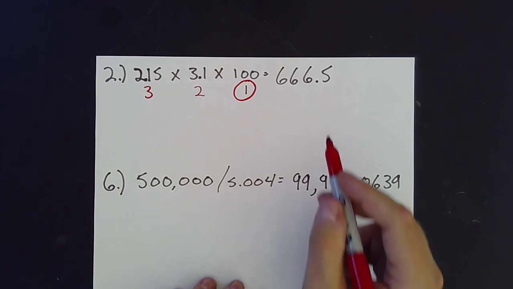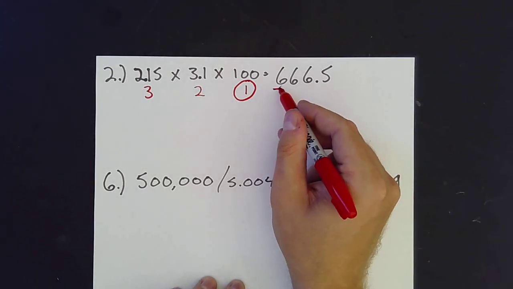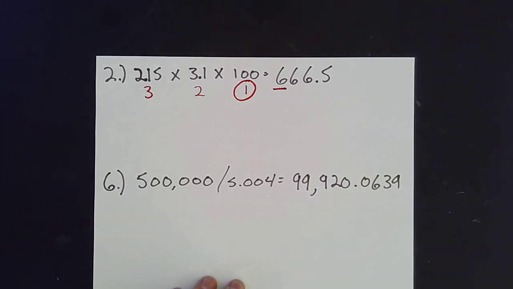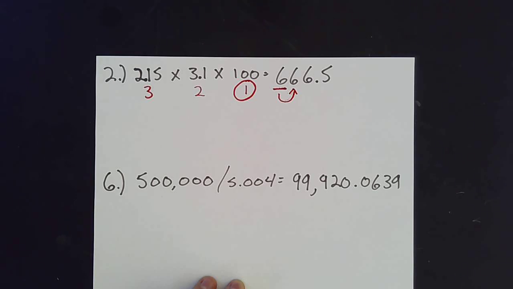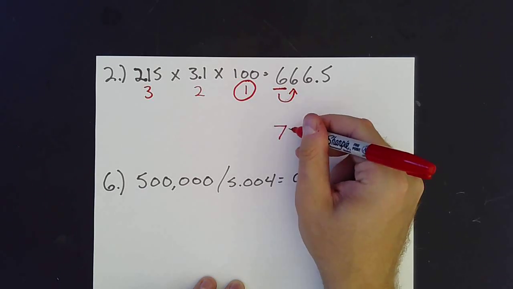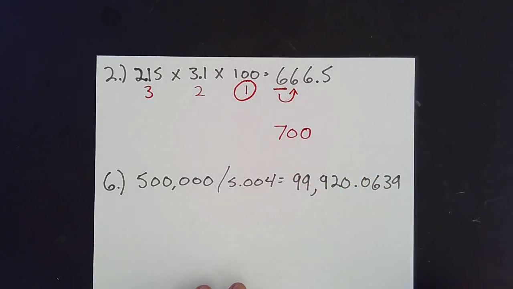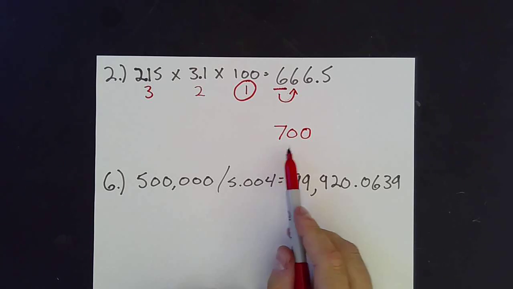So let's look at what we have. I'm going to start underlining from left to right. I have my underline. That's all I get. So let's look at the number right before. We have a 6. So what do we do? We have to round up. So in this case, 700. And then we check. My final answer here is 700.